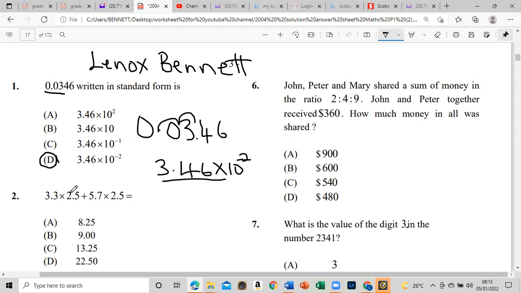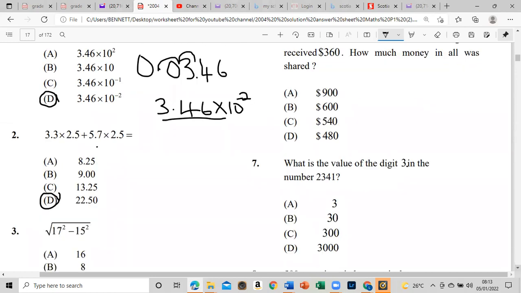Right. This one says 3.3 times 2.5 plus 5.7 times 2.5. It wouldn't be 13, because 5 times 2 is 10 and 3 times 2 is 6, so it's already past 16. You don't even have to work it out. It's multiple choice. Use your brain. It can't be any other number.